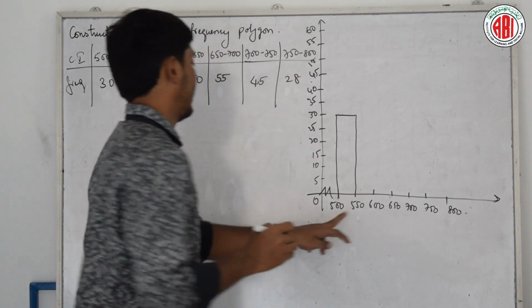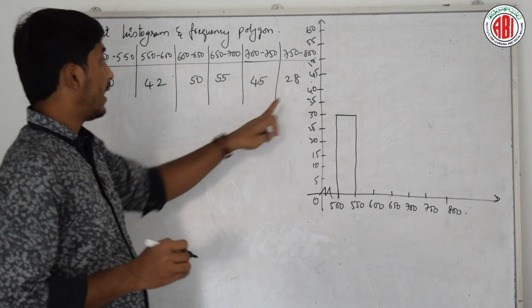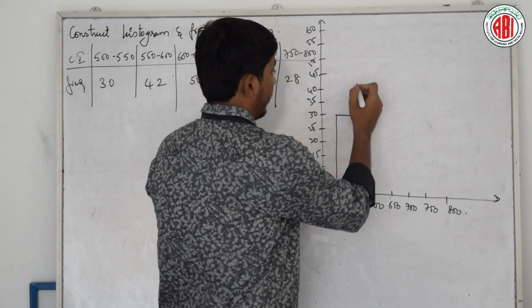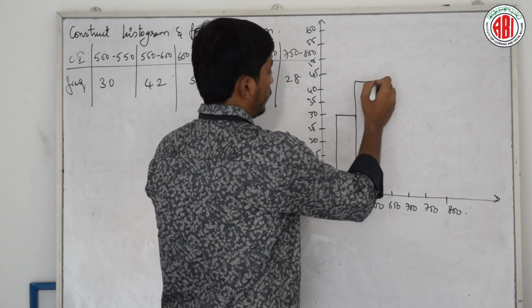Okay. Next, 550 to 600 is 42. Let us take in between 40 and 45. 42. Okay.